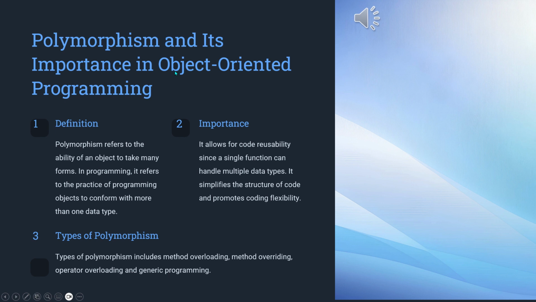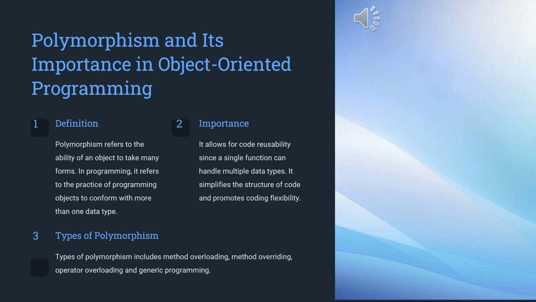Polymorphism is a key concept in object-oriented programming that allows objects of different classes to be treated as objects of a common superclass. It provides flexibility and extensibility to object-oriented programming systems, enabling the development of more modular and reusable code. Let's explore polymorphism and its significance. Polymorphism refers to the ability of an object to take on multiple forms or have multiple behaviors. It allows objects of different classes to be treated uniformly when they share a common superclass.